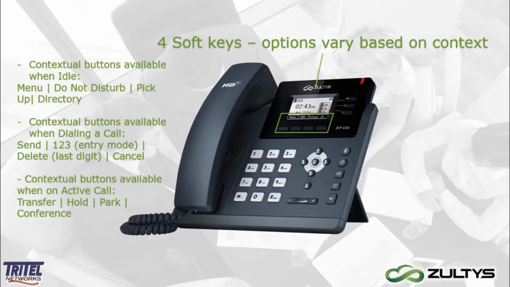Under the screen are 4 contextual soft keys. They correspond to the keys currently displayed on the screen, and what they do varies based on the situation. For example, in this photo, the phone is in idle state. The options are Menu, Do Not Disturb, Pick Up a Call from Park, and Directory for saved phone numbers.